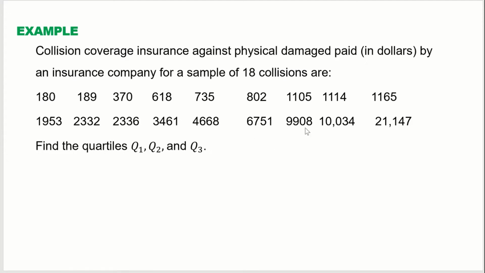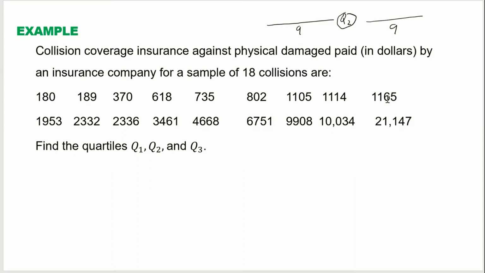In order to find the quartiles, first we need to find Q2. Q2 divides the data into two equal parts. You have 18 observations, meaning we need 9 observations below Q2 and 9 observations above Q2. So you can see here, from here up to here we have 9 observations. The data is already arranged. And after that, here we have the other 9.